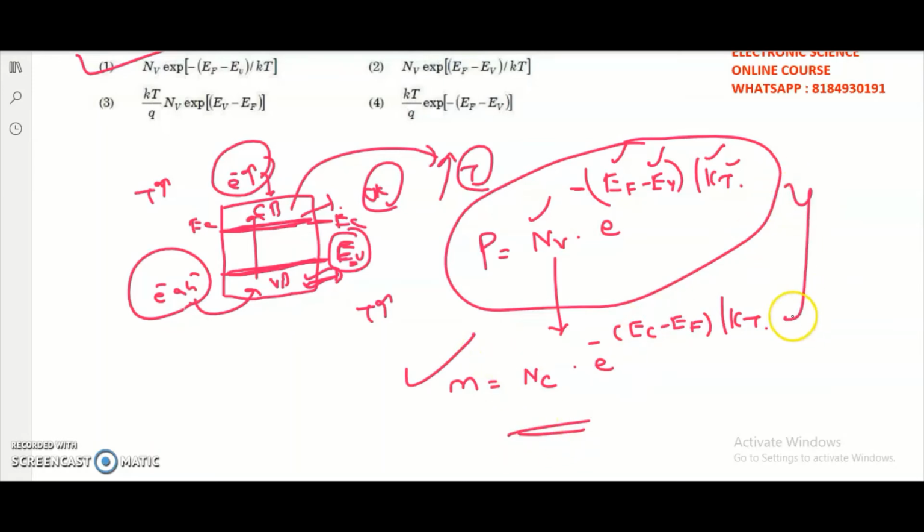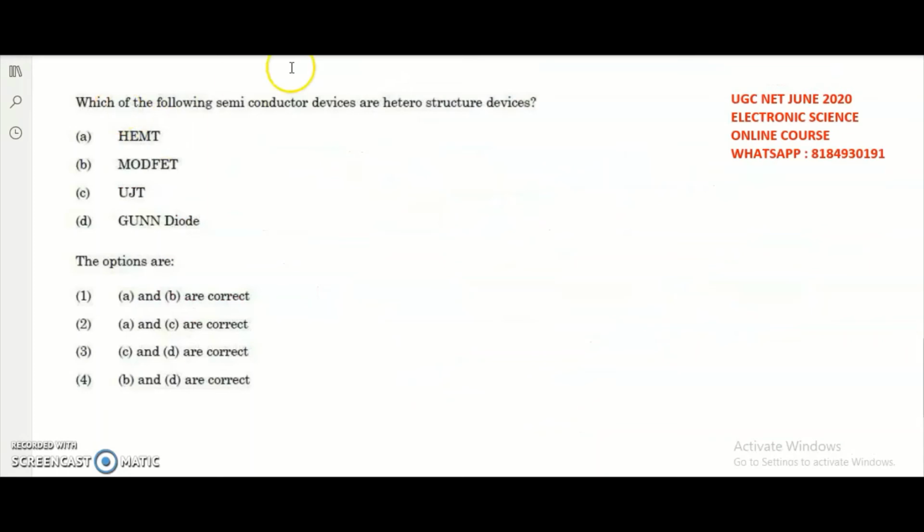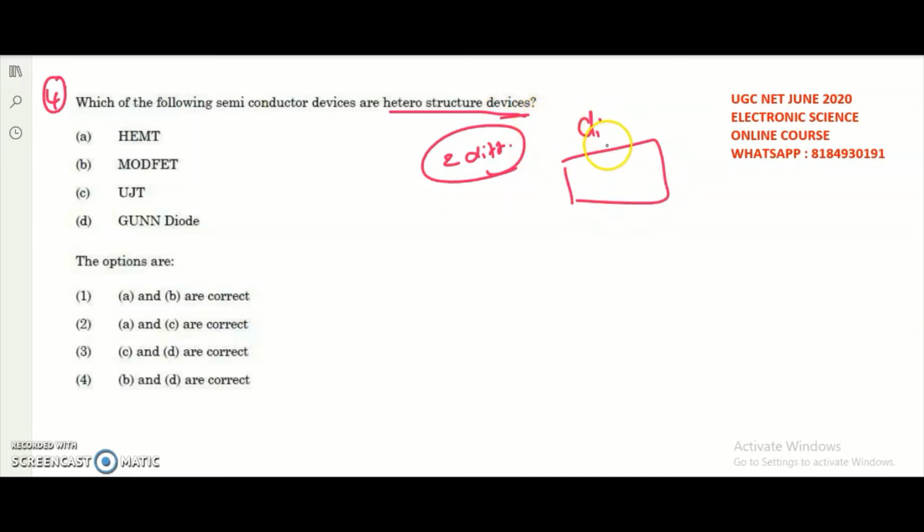Okay, so remember both these two equations. And now, coming to this fourth question: which of the following semiconductor devices are heterostructure devices? Heterostructure means we are using two different materials to manufacture a device. For example, if you are taking a diode, the entire diode is manufactured with the help of the intrinsic semiconductor, that is either silicon or germanium, and later we will dope the trivalents and the pentavalents, right?